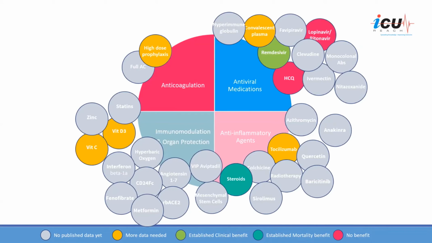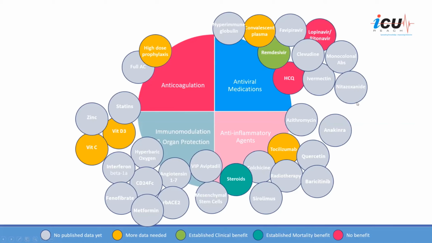Now you can see that a lot of circles are still gray. That means that there are no published data yet, but we have some plausible explanation, not very well studied yet. But in terms of antiviral, we're looking at favipiravir, baloxavir, the cloviden, the ivermectin, monoclonal antibodies, nitazoxanide, and hyperimmune globulins. And of course, there are many more than this, but I put only examples of other available medications for us.